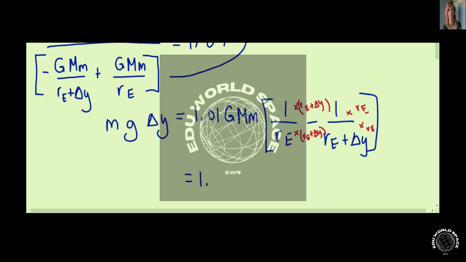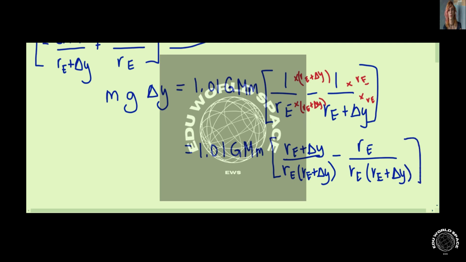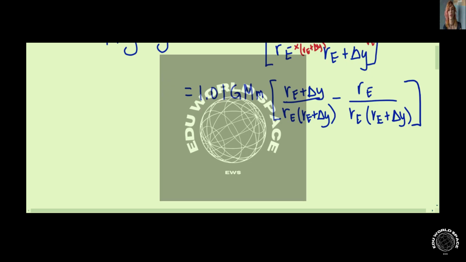It means that on the bottom, we're going to have RE times RE plus delta Y. On the top, it'll be RE plus delta Y. And then for this fraction, it'll be RE over RE times RE plus delta Y. So now we have the same denominator. We can put these two together.